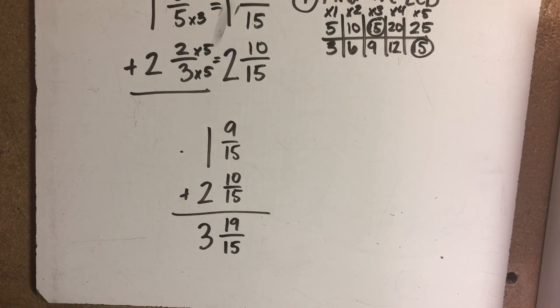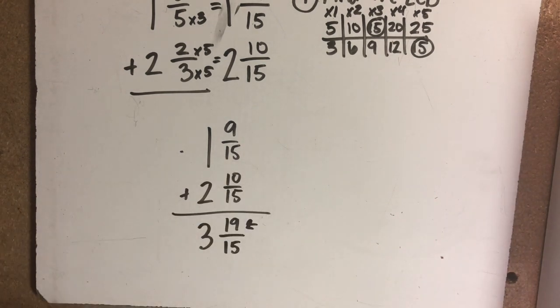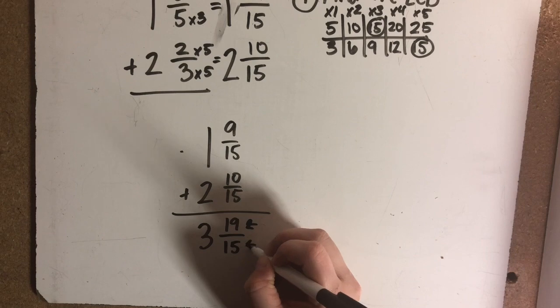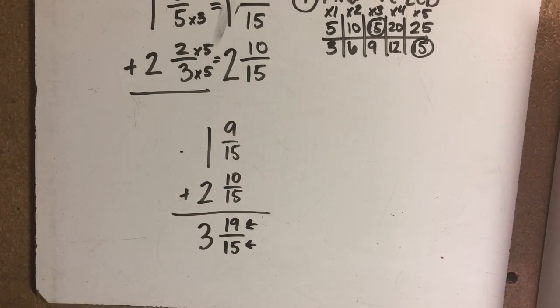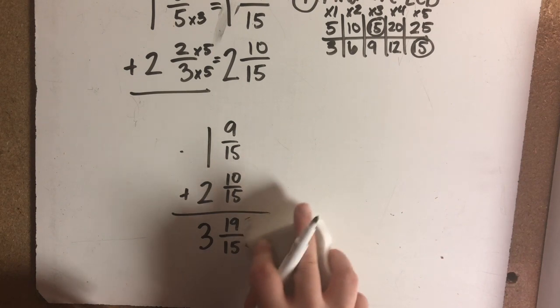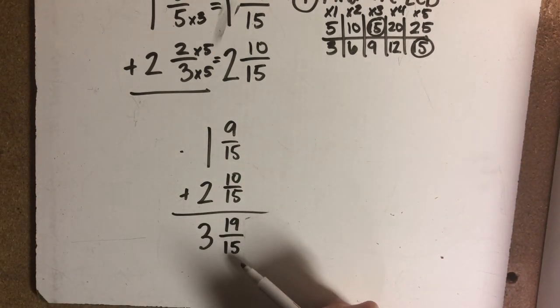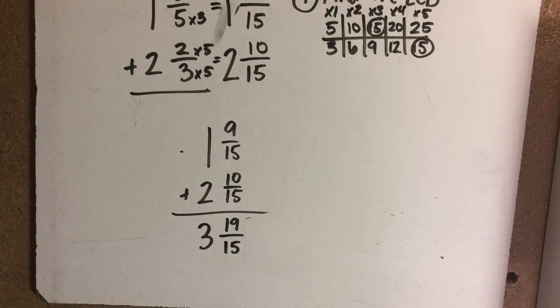You may have noticed that 19/15 is an improper fraction, meaning our numerator is larger than our denominator. And we can't allow that. We can't leave it like that. We need to fix it in order to make it proper. Okay, so to do that, I need to convert my improper fraction to a mixed number.